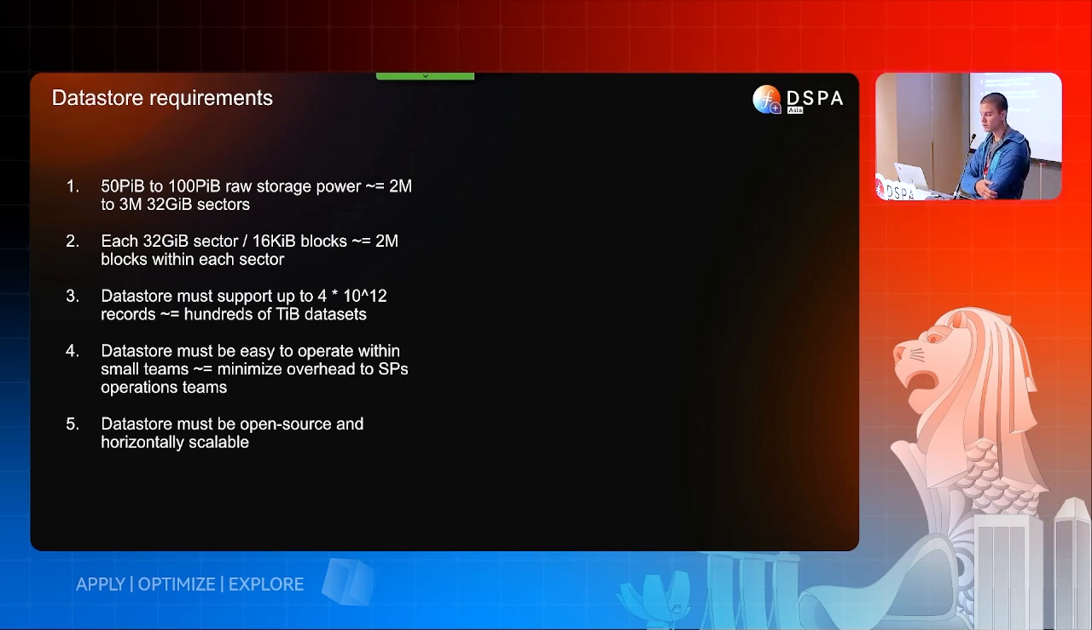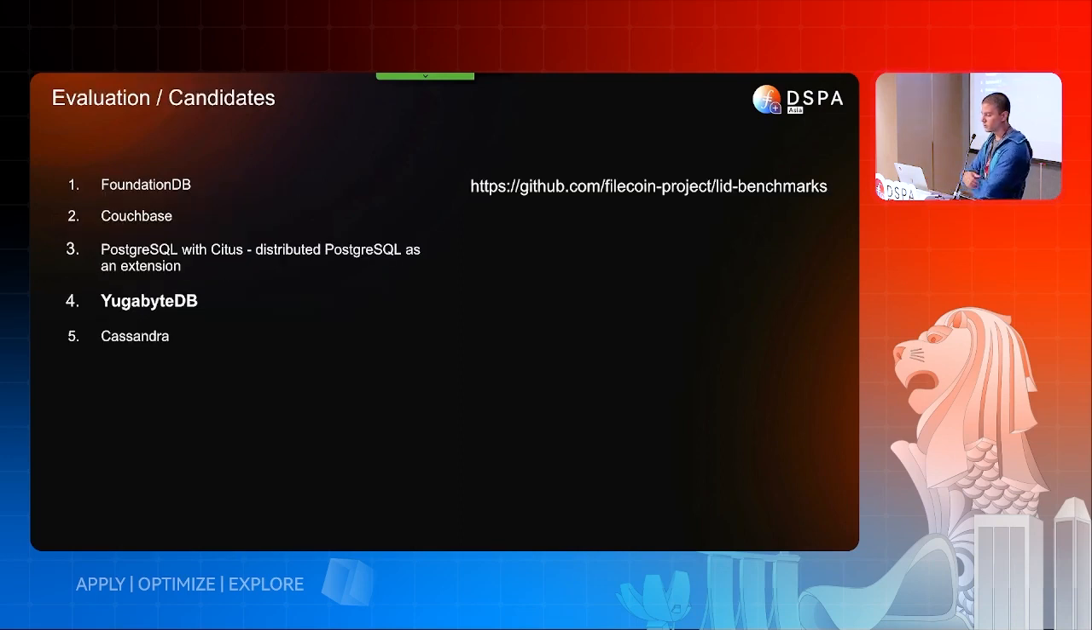Also, it should be open source and horizontally scalable. So we have evaluated a few different data stores that could fit this description, namely FoundationDB, Postgres, Yugabyte, and Cassandra. I'm not going to go over all of them right now, but ultimately we picked YugabyteDB, and you can find the benchmarks that we ran at the URL on the slides.